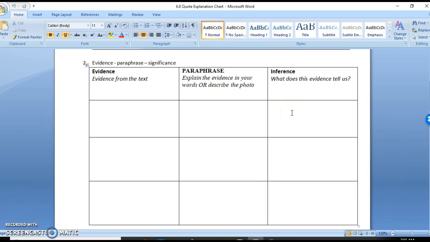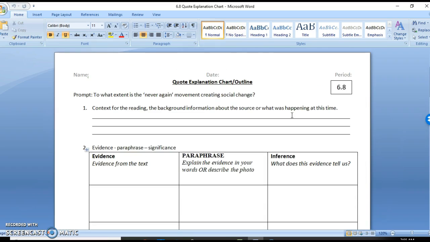The inference is going to be, what does this evidence tell us? So this shows, or this provides, or this explains. You can even tie it back up to your prompt and say, this shows creating social change by... or this shows to this extent... So the inference part is where you're tying it back into your prompt. Why are you using that piece of evidence? And again, make sure you're always answering the question.